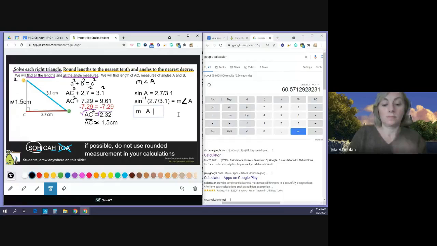So can we just do 90 minus 56? Yes, you can. 90 minus 56 will also give you the measure of angle F. So there's different ways to solve math problems.